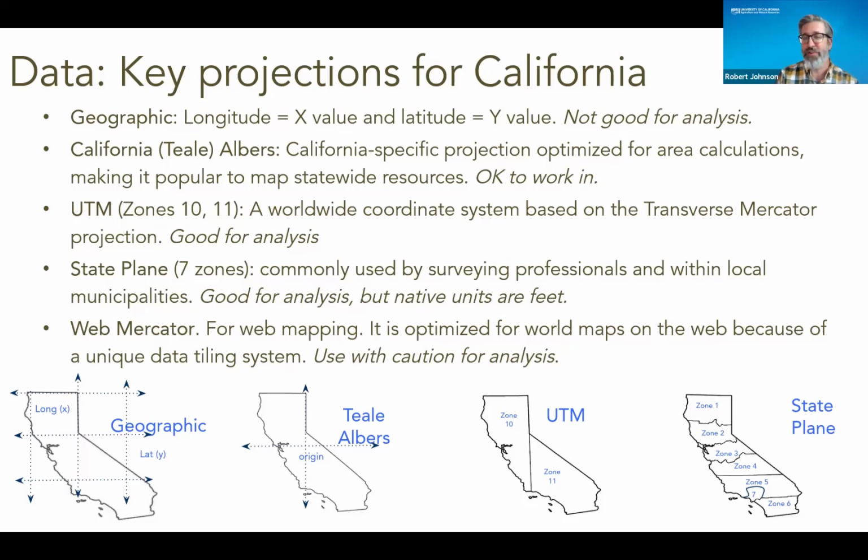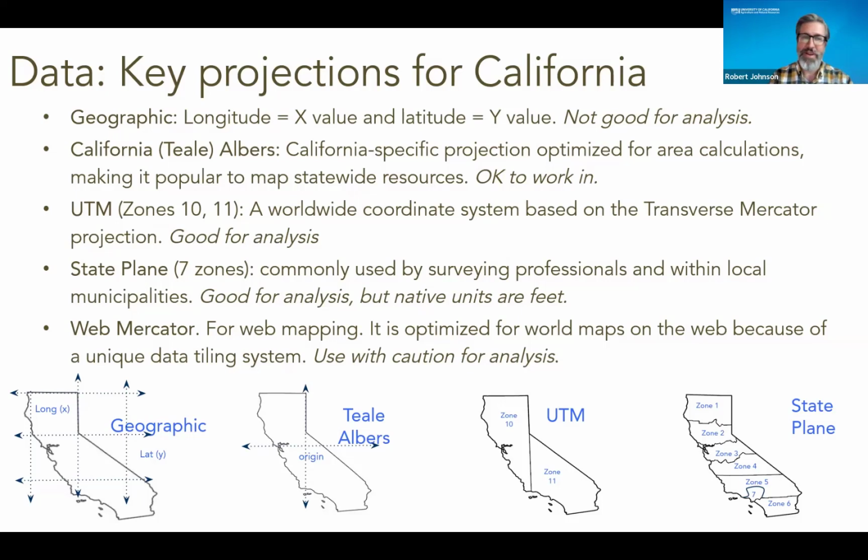For instance, California, you can see, is split between zone 10 and 11. It's really great for analysis, though, as long as you make sure you are in the correct zone for where you are located. I think there's also some people have put together what they call zone 10.5, which is kind of a combination of the two, which covers most of California, so you don't have to switch between zones.